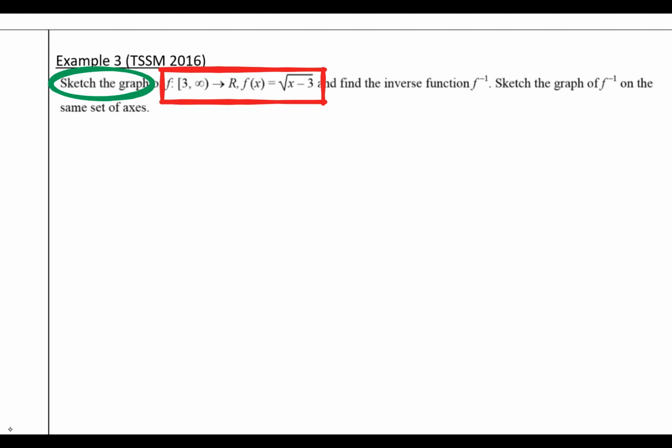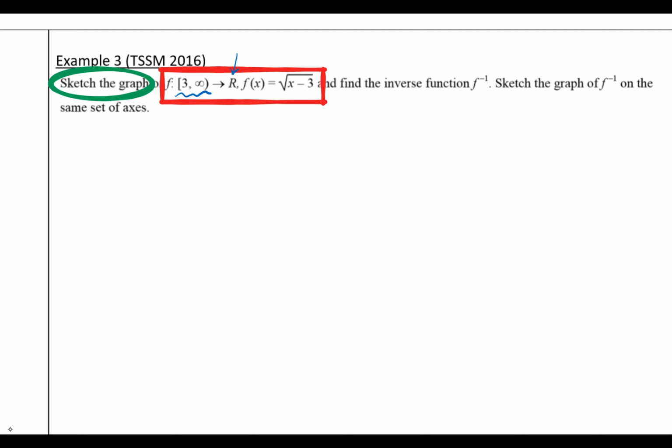We're being told that the domain is from 3 to infinity, and remember that that maps onto reals. That's not the range, it's just saying the output is going to be a continuous line. The output could possibly be all real numbers.